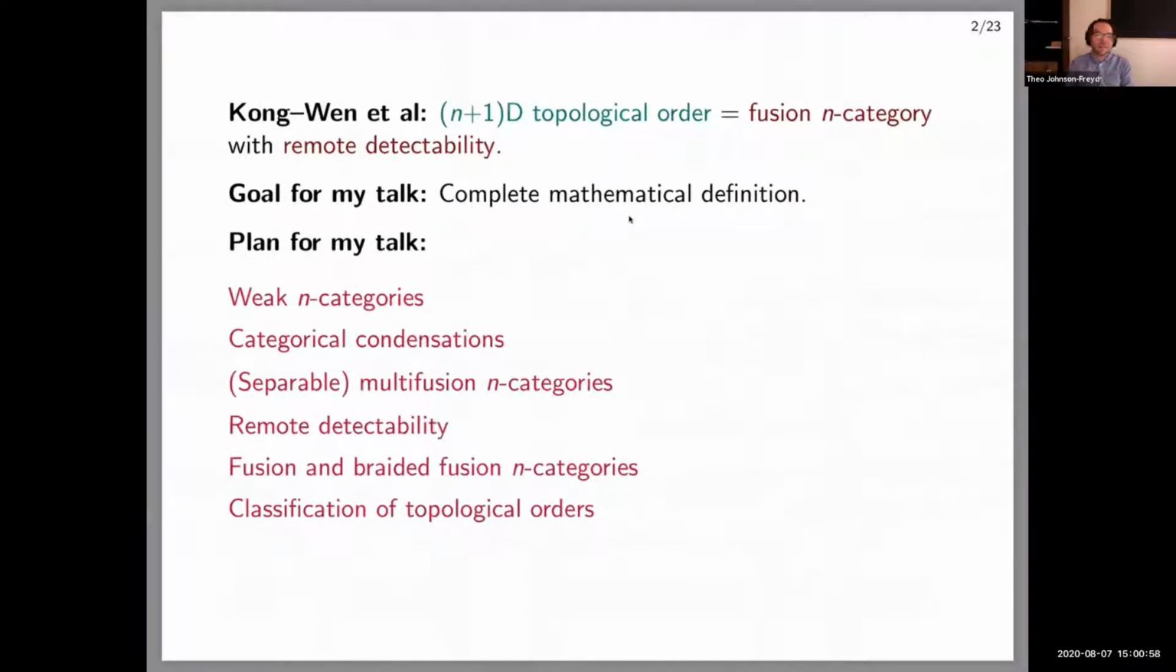So I originally thought I'd have to talk about some physics in this talk, but I think all of the physics has already been said, which means I get to do some category theory for you.